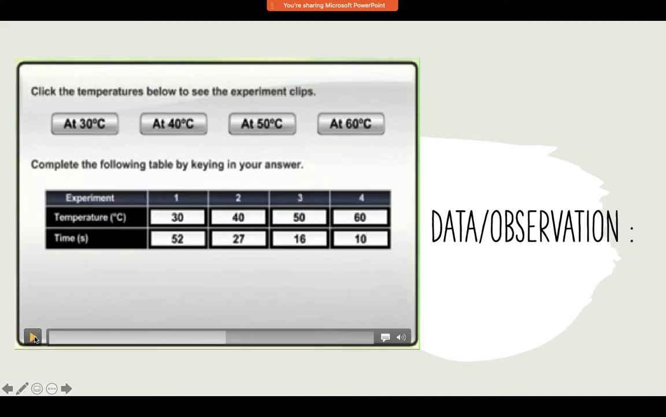I would like to explain a little bit here. As you can see from the data, when the temperature increases by 10, the time taken becomes shorter. It means the hotter the temperature of the reaction mixture, the shorter the time taken. So the reaction is produced in a shorter time.